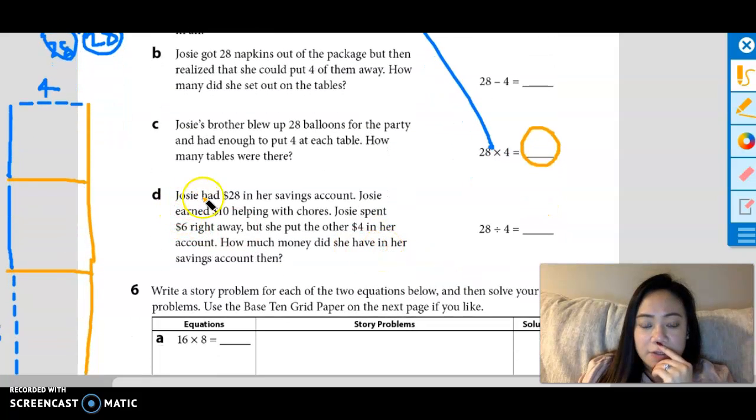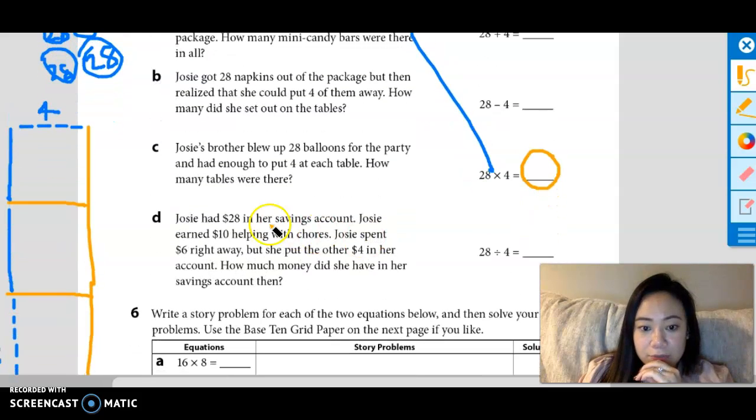Last one. Josie had $28 in her savings account. Josie earned $10 helping with chores. Josie spent $6 right away, but she put the other 4 in her account. How much money does she have in her savings account then? So which one looks like it matches that?